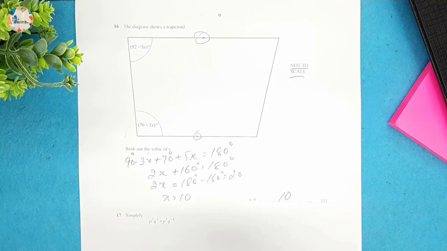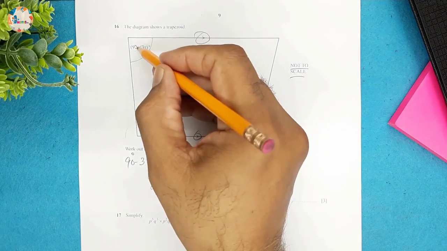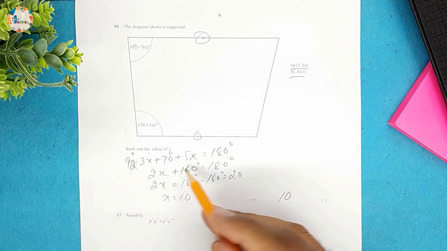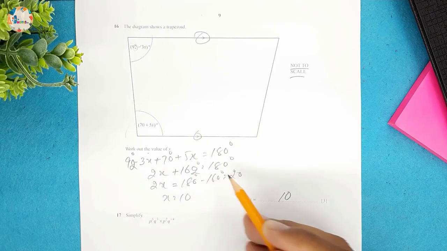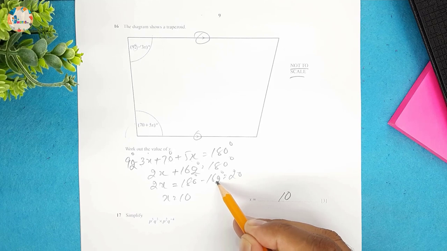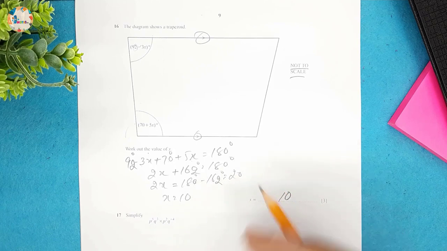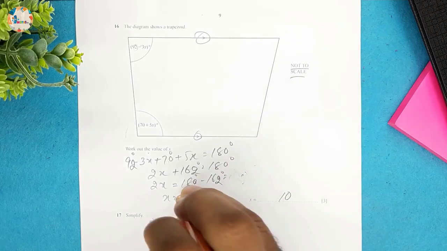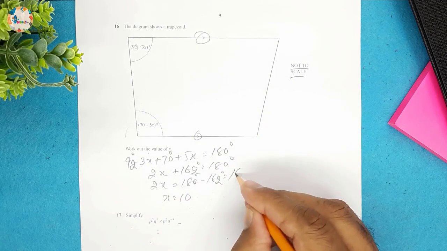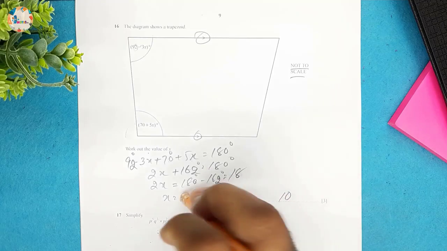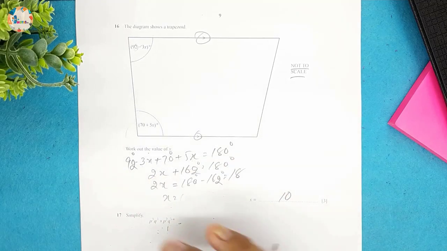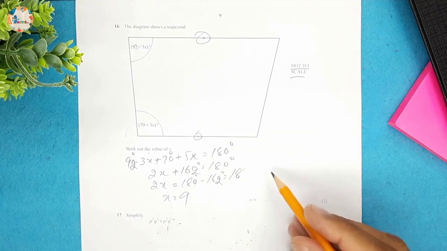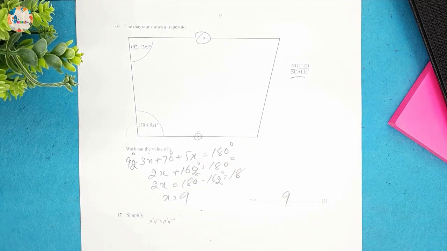We have made a small mistake. Basically this is 92, not 90. Here we had taken 90. So this will be 162. If we change this to 162, this will be 18 instead of 20. So instead of 10 it will be 9. So the final answer will not be 10, it will be 9. Hopefully you understood this.